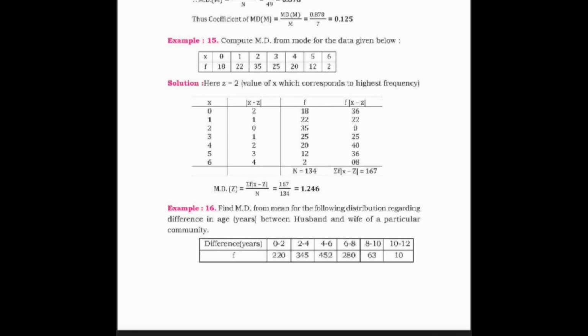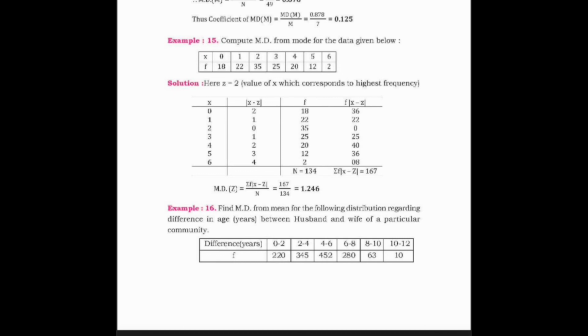X minus z means the highest frequency is 35 here. Just all of you observe, the highest frequency, compute mean deviation from mode for the data given below, that is 35. 35 is 2. And then z is equal to 2 value. Z is equal to 2. Then mean deviation from mode is equal to summation of f into x minus z divided by n.